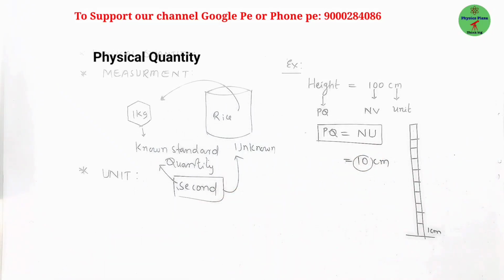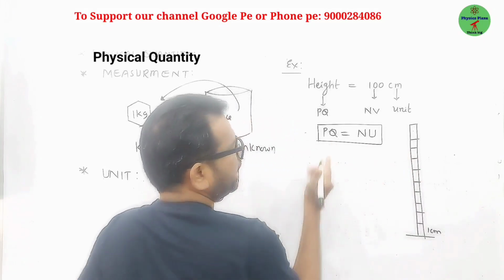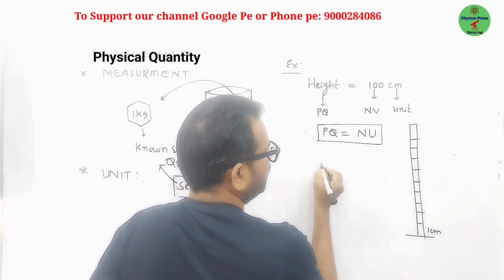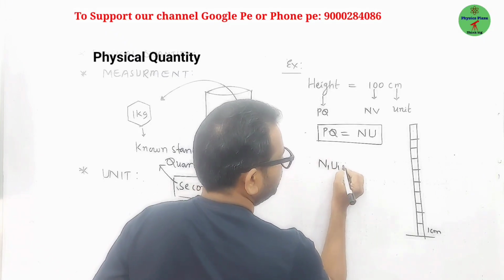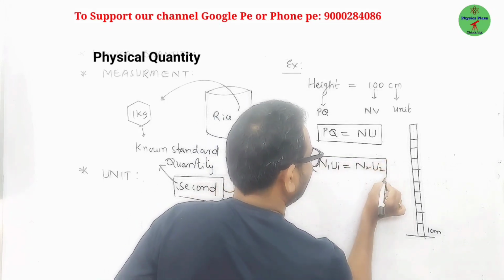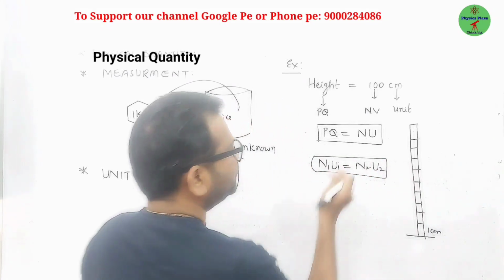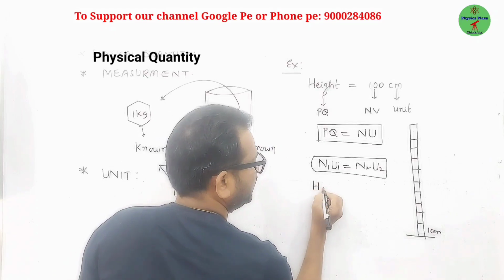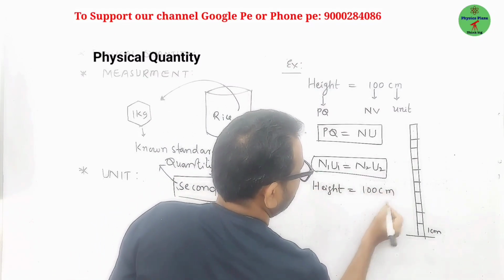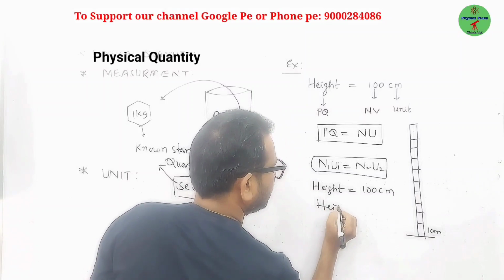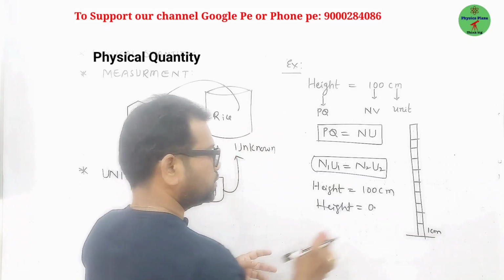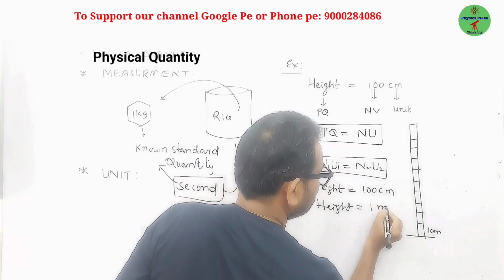Okay, fine. So now let us see here. Can I write it like this, dear children? PQ, that is physical quantity, is equal to numerical value into unit. Can I write N1 U1 is equal to N2 U2? Then you may get a doubt: sir, what is this N1 U1 or N2 U2? Let me give you. Let us take this height only. Here height is equal to 100 centimeters. Can I write it like this? Height is equal to 100 centimeters, or else I can say 1 meter.